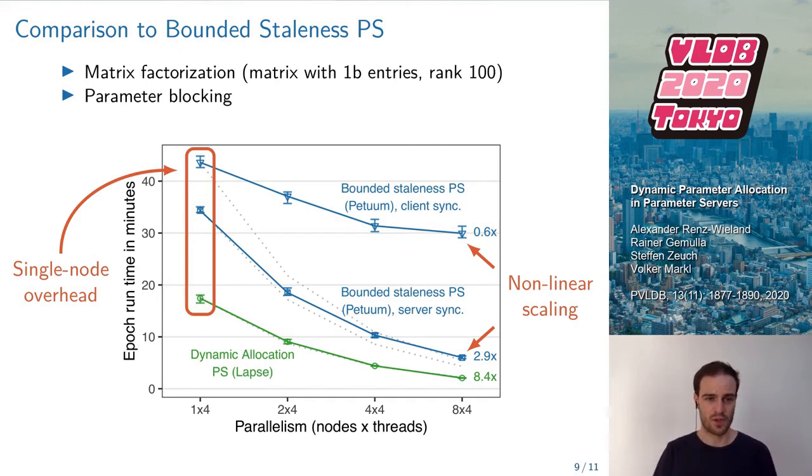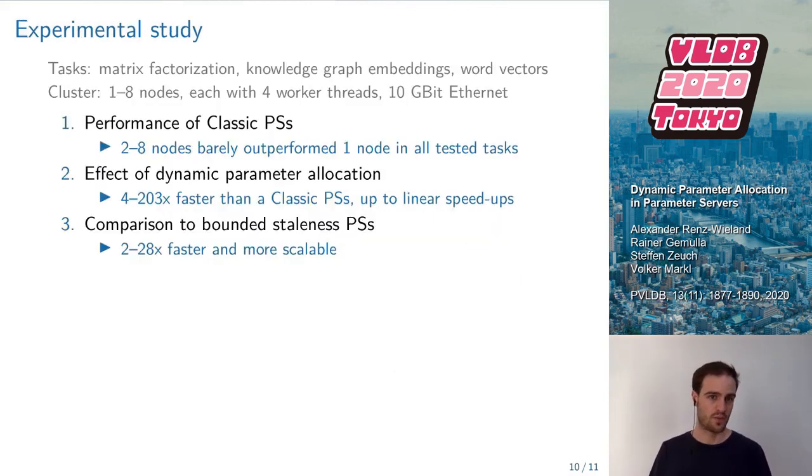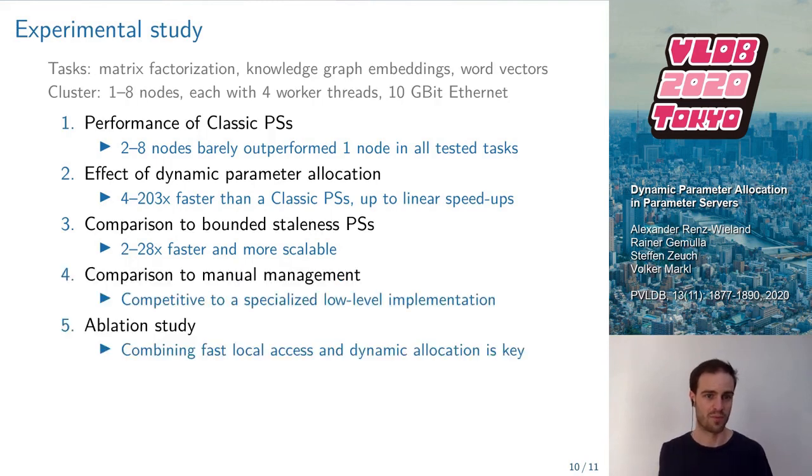So you see 2 points here. There's a single node overhead. This comes from how Petuum accesses local parameters. And then an important point is that Petuum does not scale linearly. Now, we did 2 more things. We compared to manual management and found that Lapse is competitive to a low-level implementation. And we did an ablation study where we found that for the performance, it is crucial that you combine fast local access with dynamic allocation.